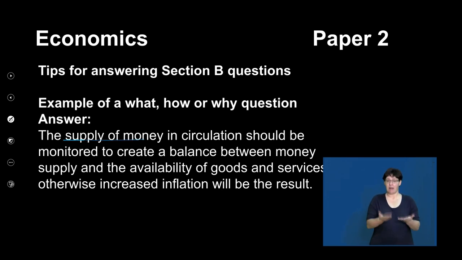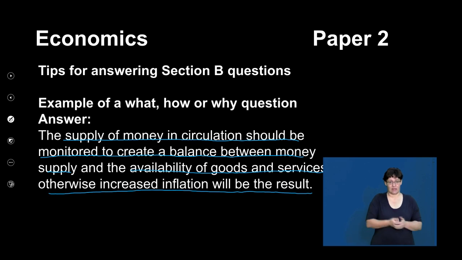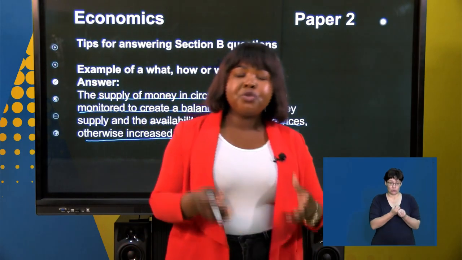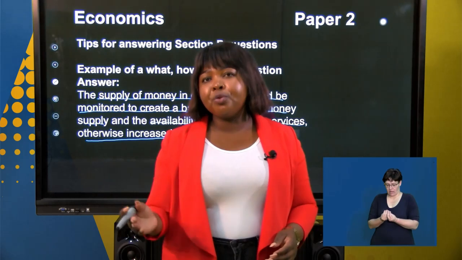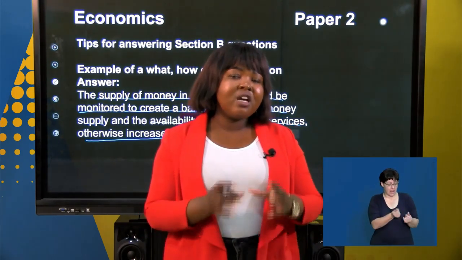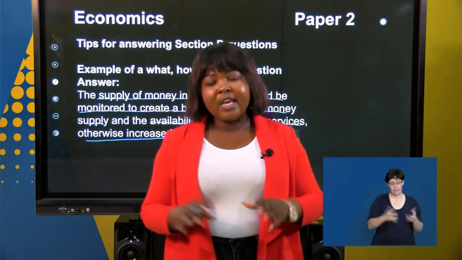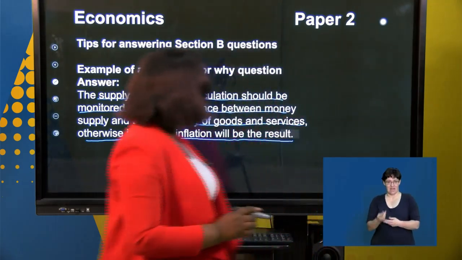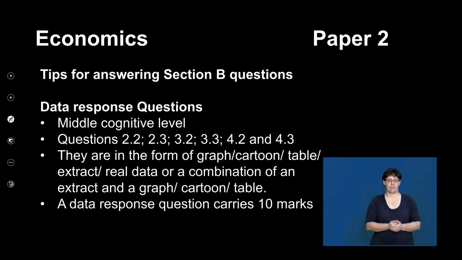The supply of money in circulation should be monitored to create a balance between money supply and the available goods and services in the economy. Otherwise, increased inflation would be the result. Remember, boys and girls, when we've got too much money chasing too few goods, that results in inflation. So we need to ensure that the amount of money that is in circulation can match the available goods in the economy.